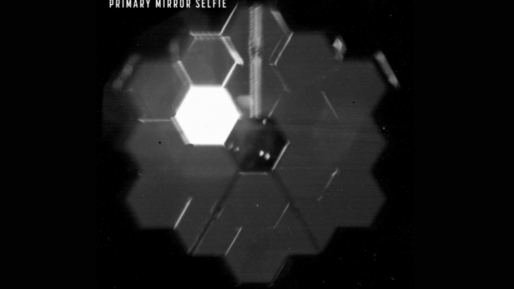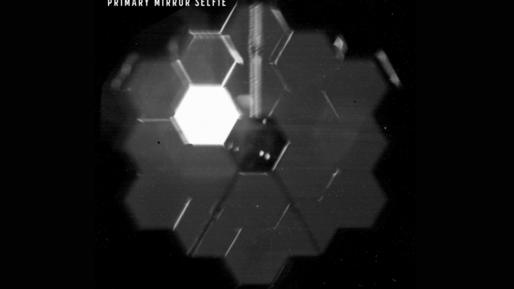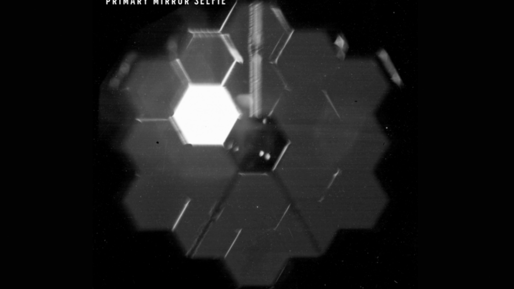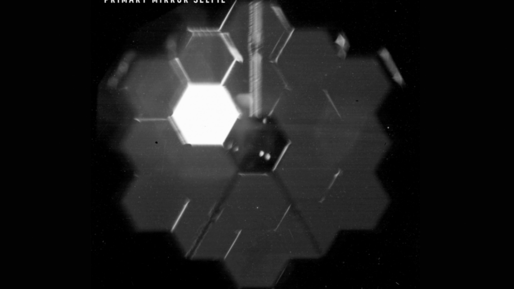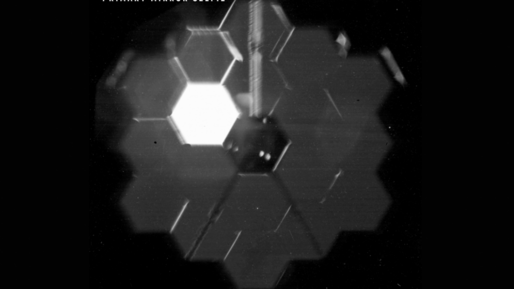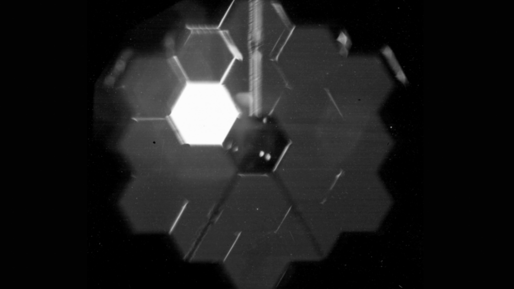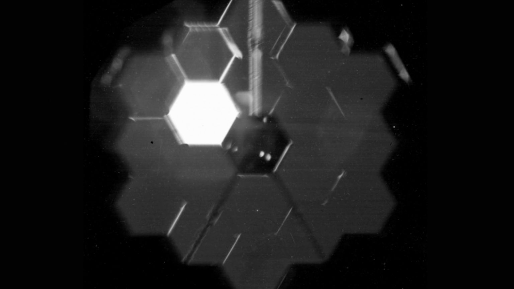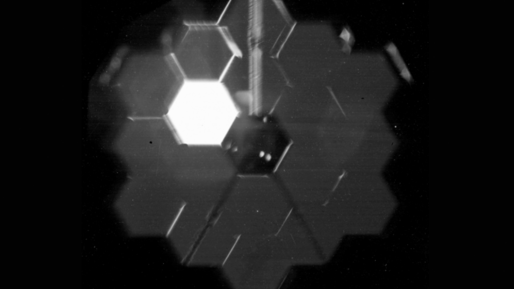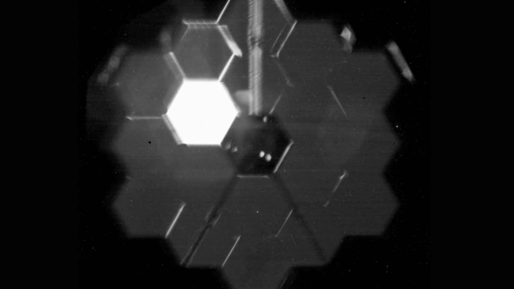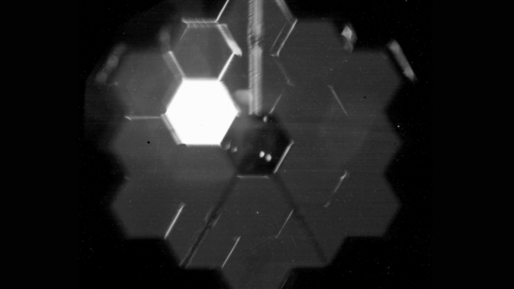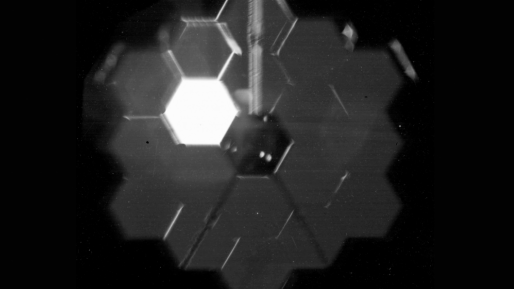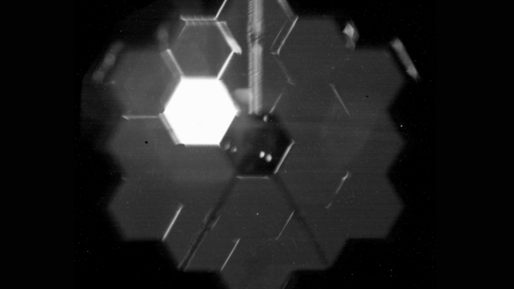A selfie shows the 18 segments of the James Webb Space Telescope's primary mirror as seen from a specialized camera inside the NIRCam instrument. In addition to the image of HD 84406, NASA also shared a selfie image that the observatory took using a special lens targeting the observatory's primary mirror to assist during the alignment process. All told, scientists are thrilled about the observatory's progress.